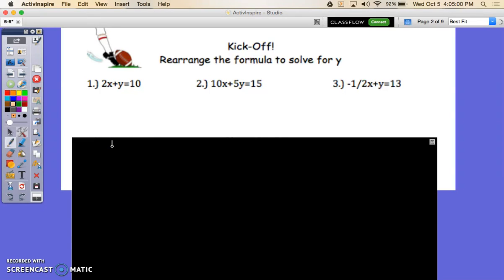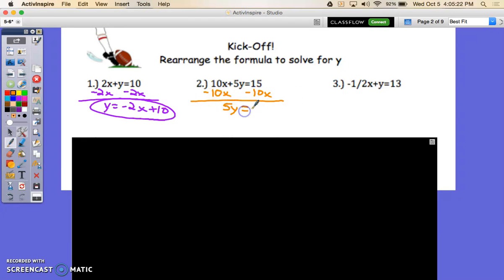Now let's do a quick kickoff here, and let's go ahead and rearrange some of these to solve for y once again. So once again, I'll do the first 3 with you, and then I'll let you try the last 2 on your own here. So for number 1, we're going to go ahead and subtract 2x from both sides, and we'll be left with y equals negative 2x plus 10. Number 2, we're going to subtract 10x from both sides. Hopefully this is like a walk in the park for you at this stage of the game. Divide through by 5, and you're left with y equals negative 2x plus 3.